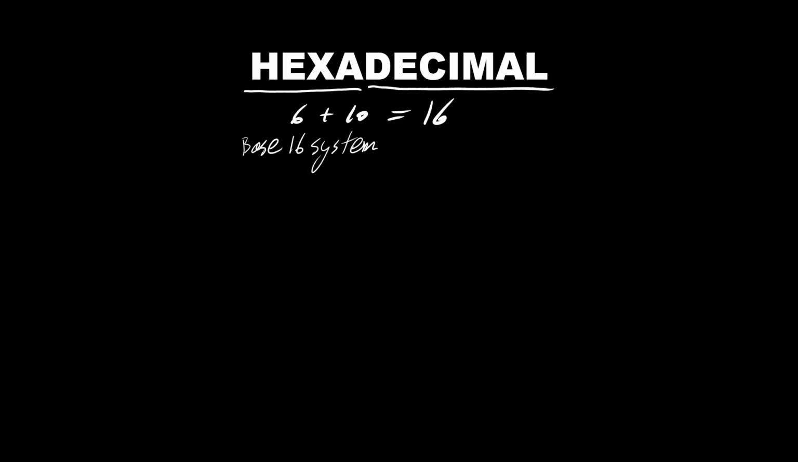So there are 16 symbols in hexadecimal system, which are 0, 1, 2, 3, 4, 5, 6, 7, 8, 9, A, B, C, D, E, and F. So that's a total of 16 numbers including 0. To keep the single digit symbol, we see the use of alphabet letters A to F. The letter A corresponds to 10, B 11, C 12, D 13, E 14, and F 15 in decimal numbering system.